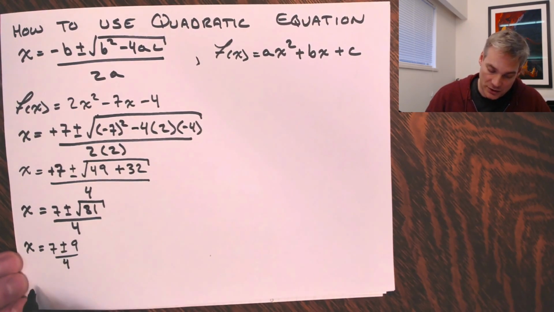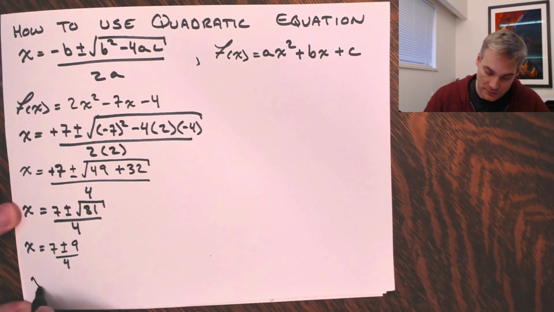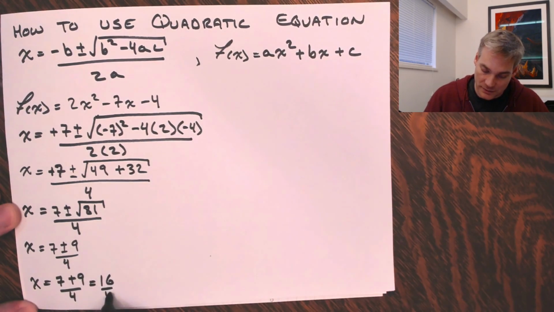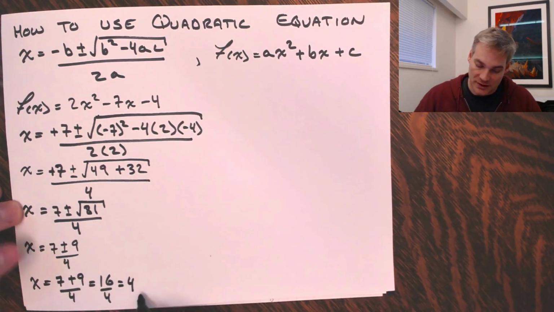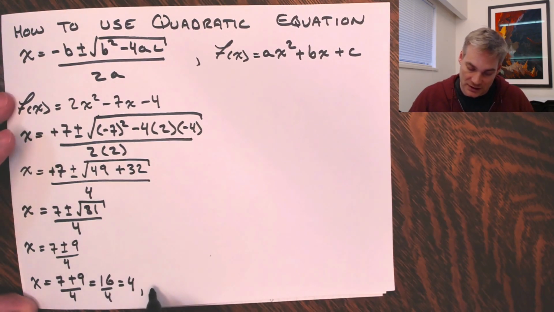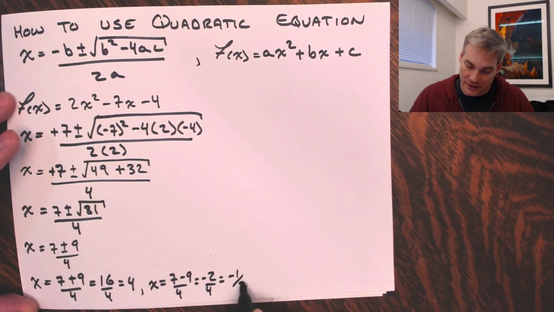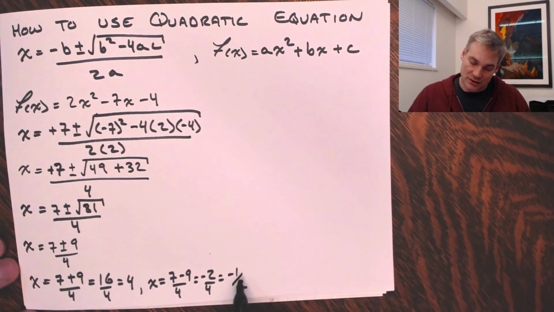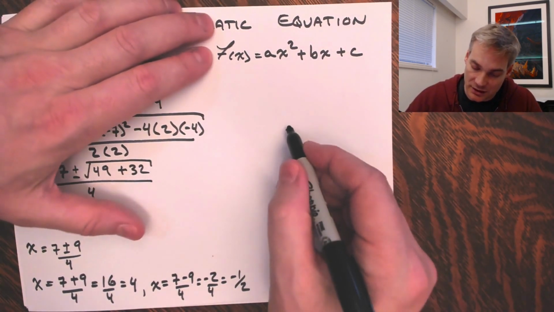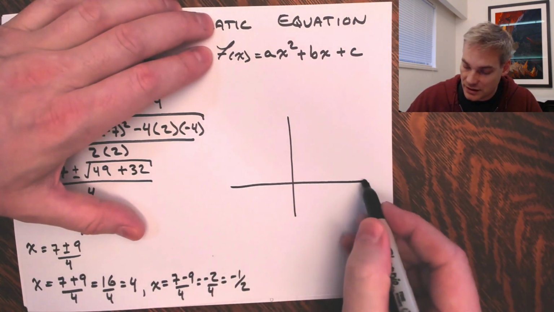So then we have the two cases. 7 plus 9 over 4 is 16 over 4, which is 4. Now the other root is x equals 7 minus 9 over 4, which is negative 2 over 4, which is negative a half. So we've just solved for these two roots. And what does this mean? Let's look at the graph. So what are the roots?